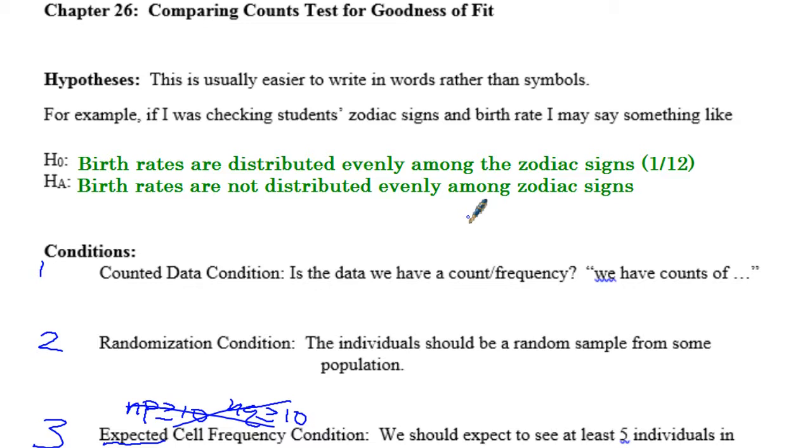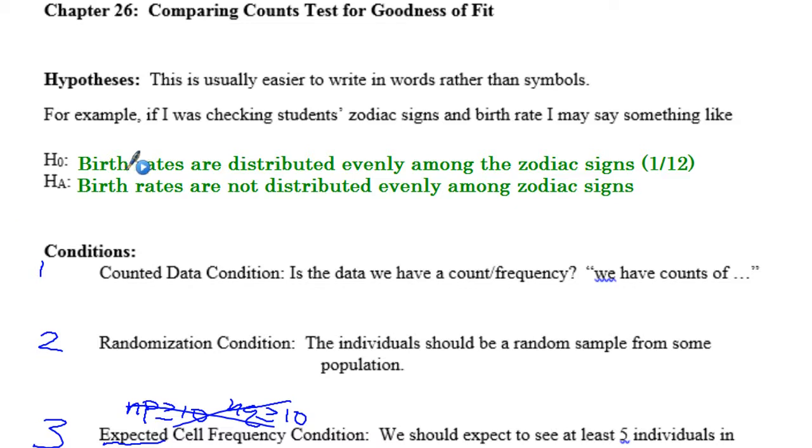So the example that I made up was that if we were checking if students' zodiac signs and birth rates are distributed evenly, the idea is that we're kind of running multiple one-prop z-tests. So like I could do a one-prop z-test for each zodiac sign, but then I'd have to do 12 tests, and that takes a while. So it's easier just to kind of lump it all into one group and then do one test for it.